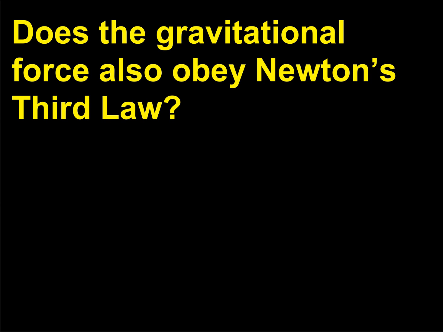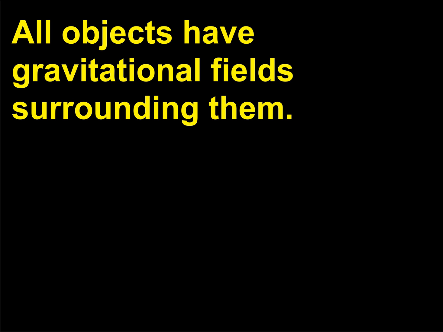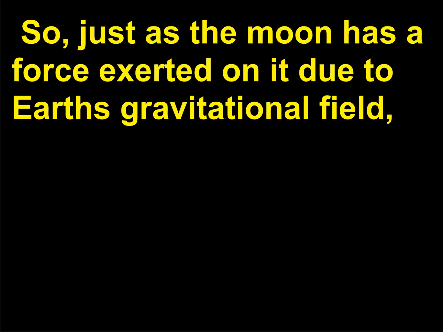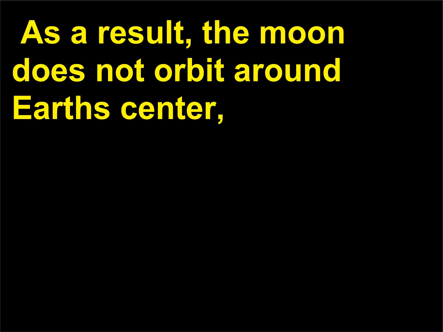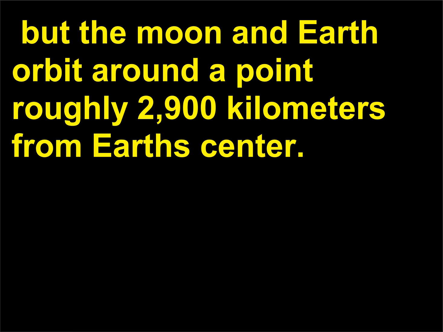Does the gravitational force also obey Newton's third law? How? All objects have gravitational fields surrounding them. So, just as the Moon has a force exerted on it due to Earth's gravitational field, Earth has a force on it due to the Moon's field. As a result, the Moon does not orbit around Earth's center. But the Moon and Earth orbit around a point roughly 2,900 kilometers from Earth's center.